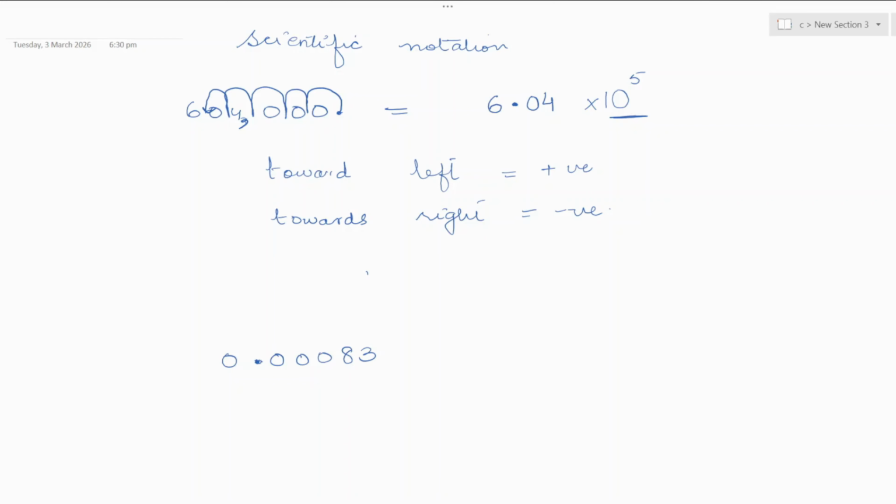Now, the decimal has to move towards the number. The number exists on the right. Is it so? So we will move our decimal towards the right: 1, 2, 3, and 4. Here it would become 8.3 into 10 raised to power, and it would have a negative impact, so with a negative value. Have you gotten this?